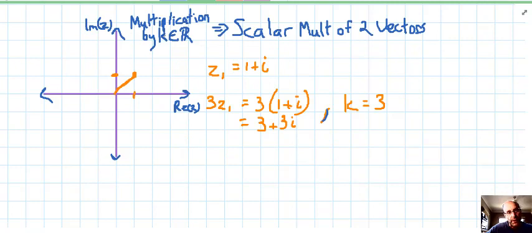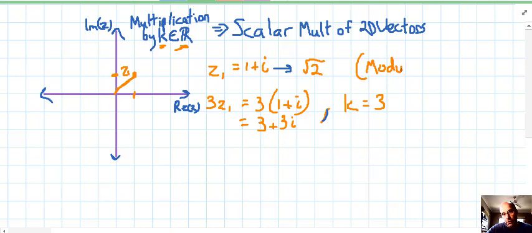Now an operation, multiplication by a real number, which I've called k here, is isomorphic to scalar multiplication of 2D vectors. So it's really the same. It corresponds anyway. So if we have the complex number z1 written as 1 + i, that would have a length. That length is called a modulus, by the way. In fact, that's probably important to copy down.